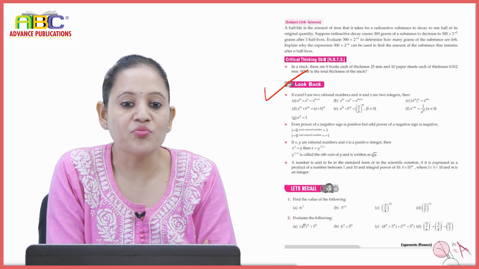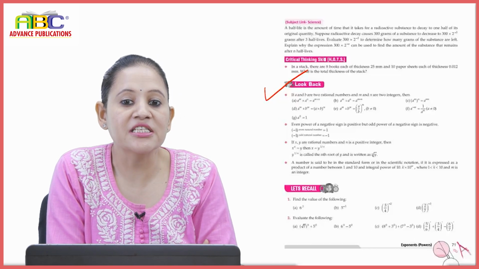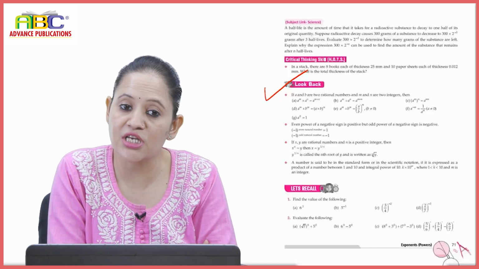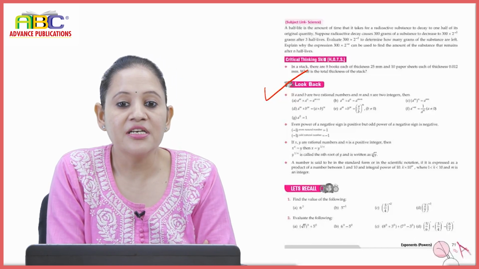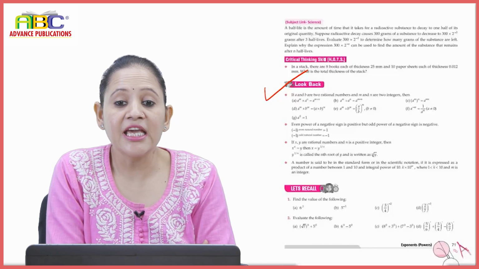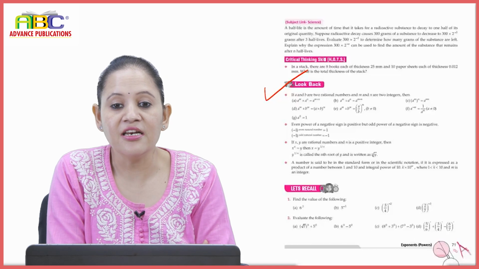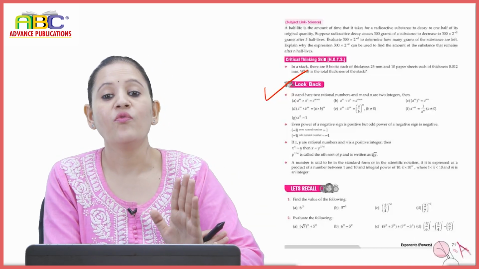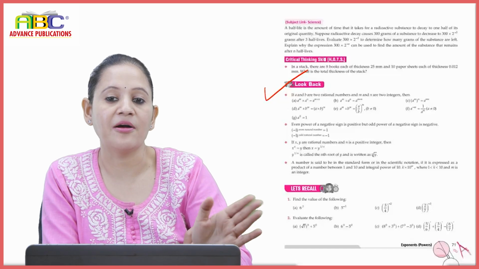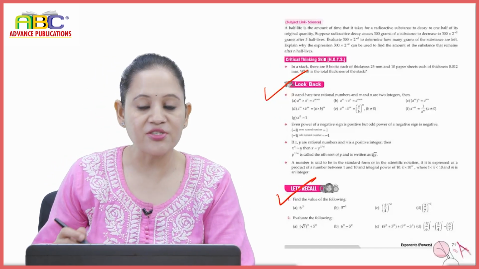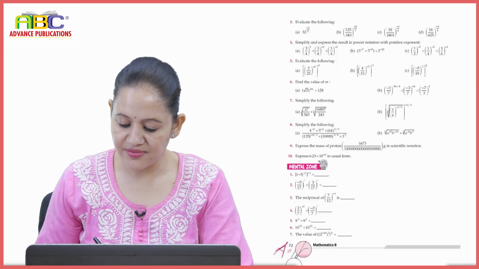A number is said to be in the standard form or in the scientific notation if it is expressed as the product of a number between 1 to 10 and an integral power of 10, k into 10 to the power m, where k is greater than 1 but less than 10. जो k की वैल्यू है वो 1 से ज़्यादा होनी चाहिए पर 10 से कम. m is an integer. Let's recall. So practice all these questions given here.